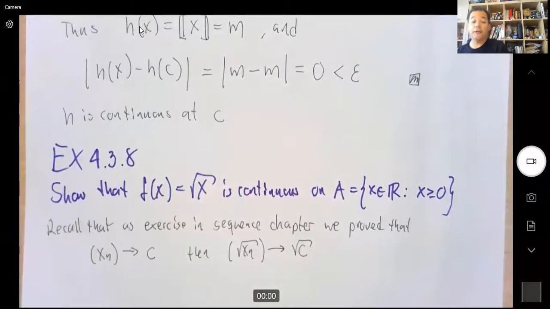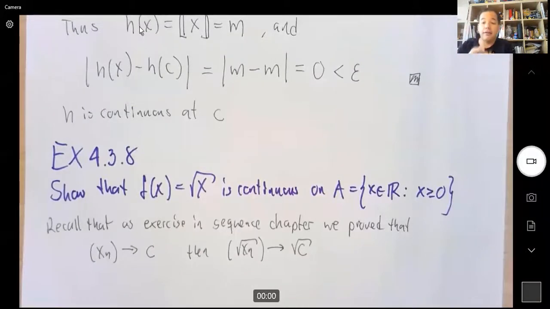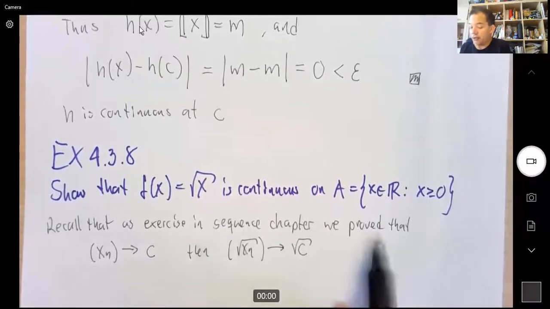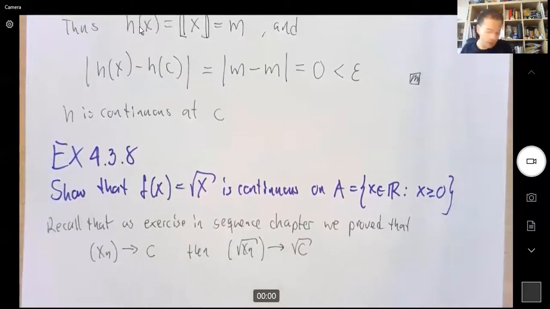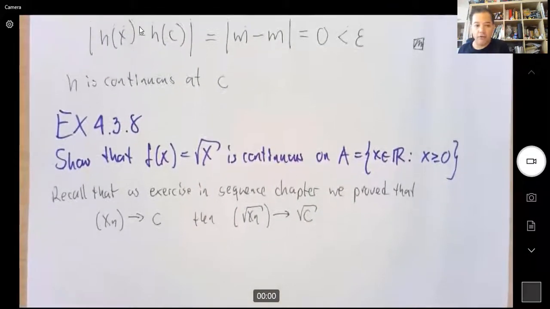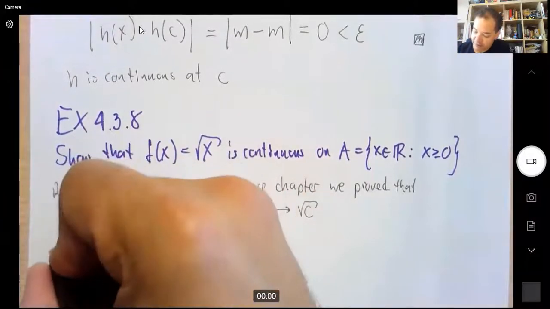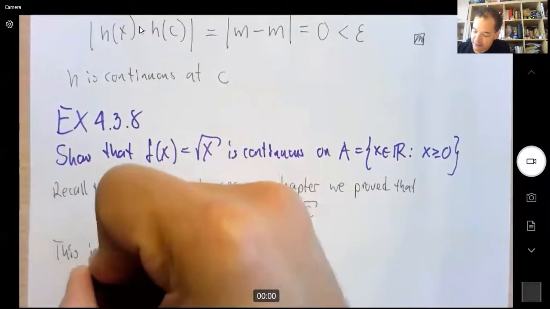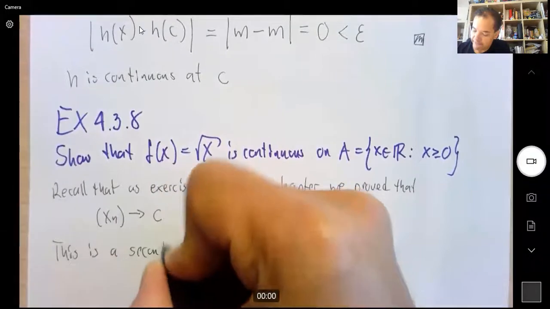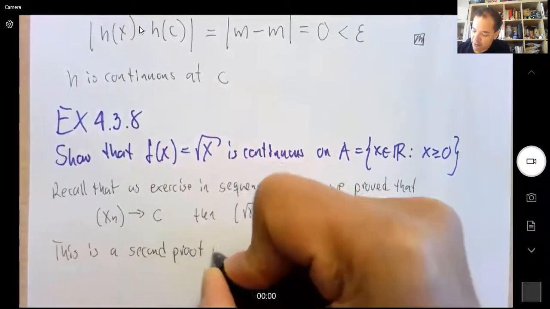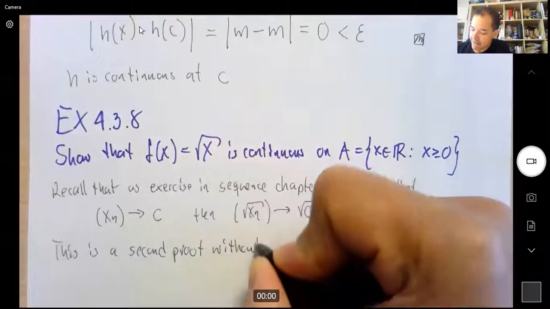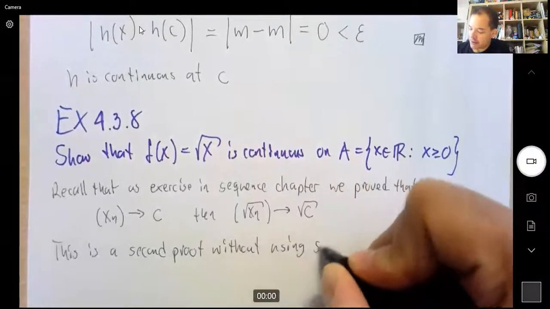But I'm going to do it a different way. This is to show you that every problem about continuity you can try to do directly, or you can try to do it with the sequences material that we did before. Either way is equally good. So this time we're going to do it directly. So this is a second proof without using sequences.